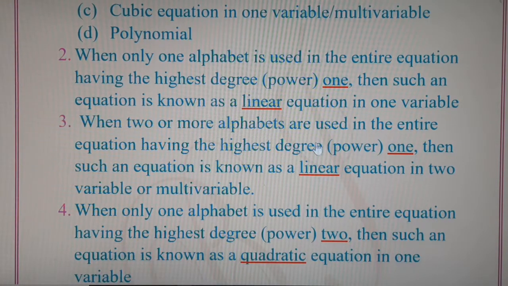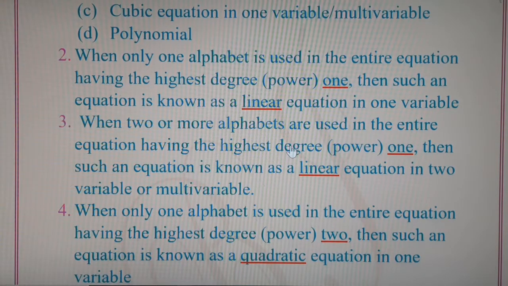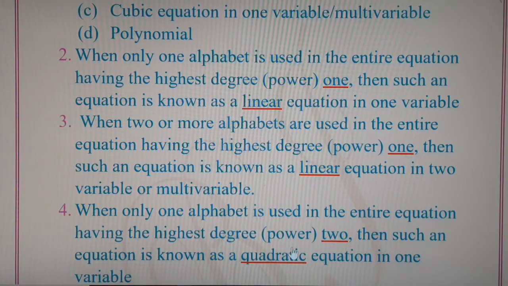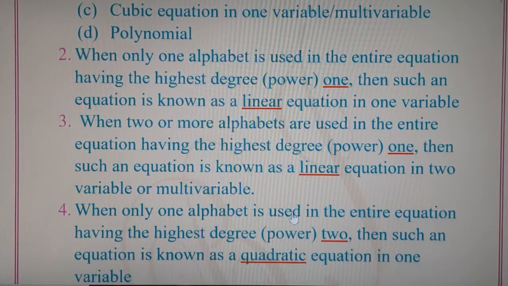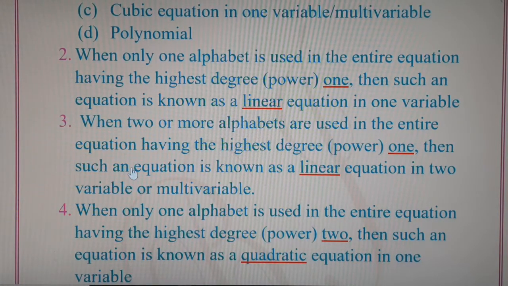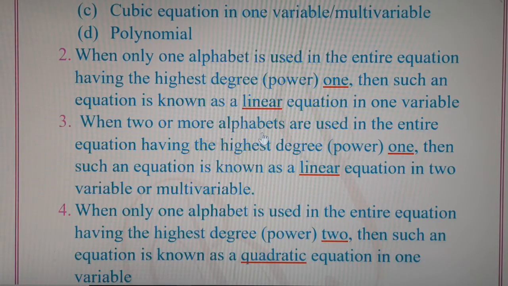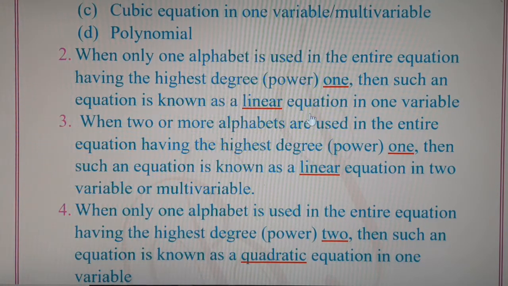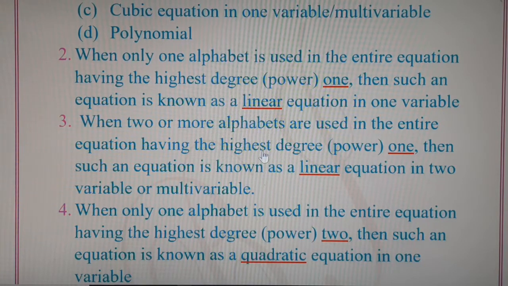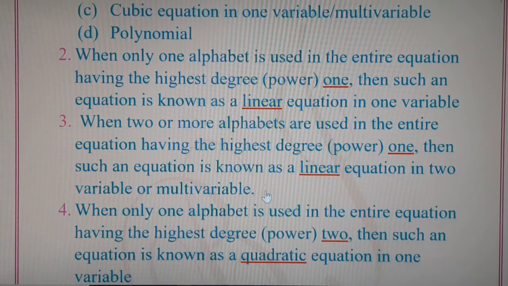But if the highest degree of any of the alphabets is 2, then we'll call it a quadratic equation. But if more than two alphabets are used, then it is known as an equation in two variables or three variables or multivariable. So it depends on how many alphabets we are using in the equation. We call it a one variable, two variable or three variable equation or multivariable equation.